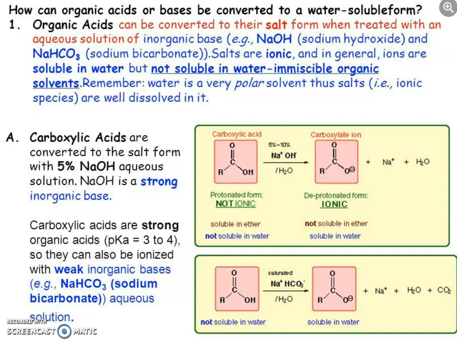Now carboxylic acids are converted to the salt form with 5% NaOH aqueous solution. NaOH is a strong inorganic base. So the protonated form is not ionic, soluble in ether, not soluble in water. But with 5% sodium hydroxide, the carboxylate ion, the deprotonated form, is not soluble in ether, soluble in water.